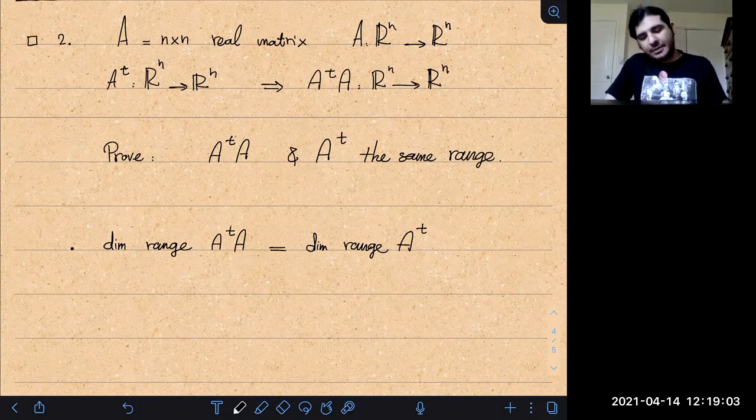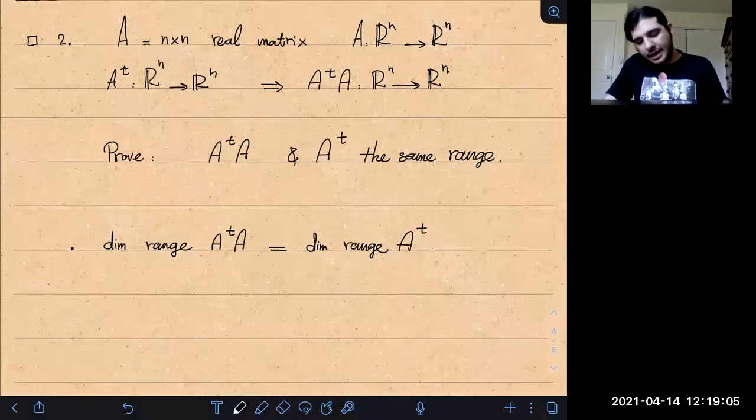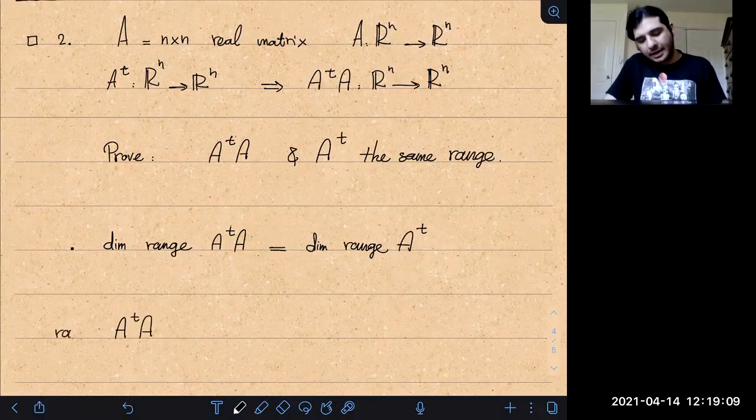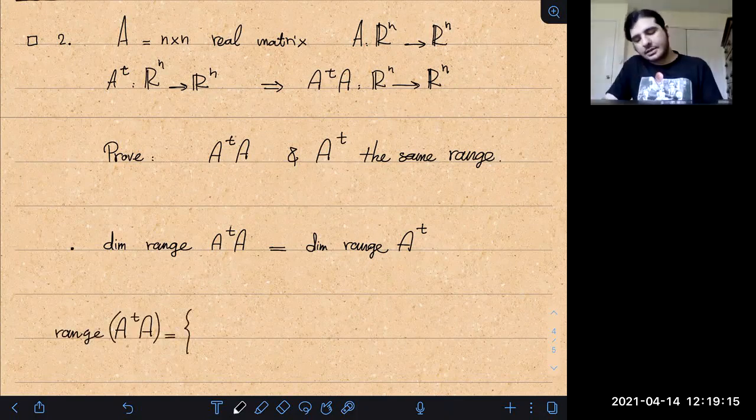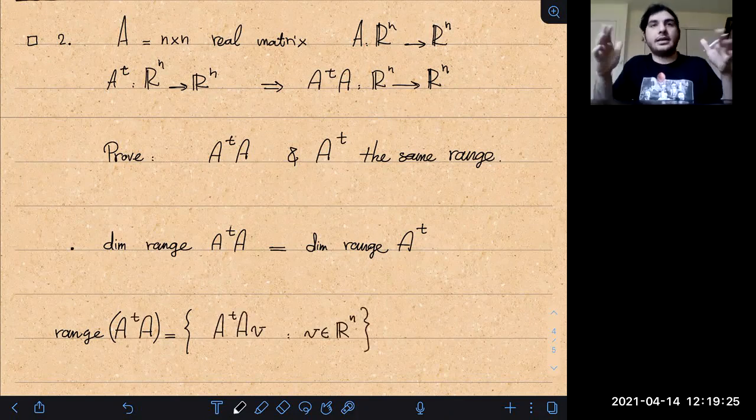So here, for example, look at A transpose A. What is the range of that? The range of this matrix means, look at all the vectors of this form, A transpose A V for any V inside Rn. All of this thing is its range, right?